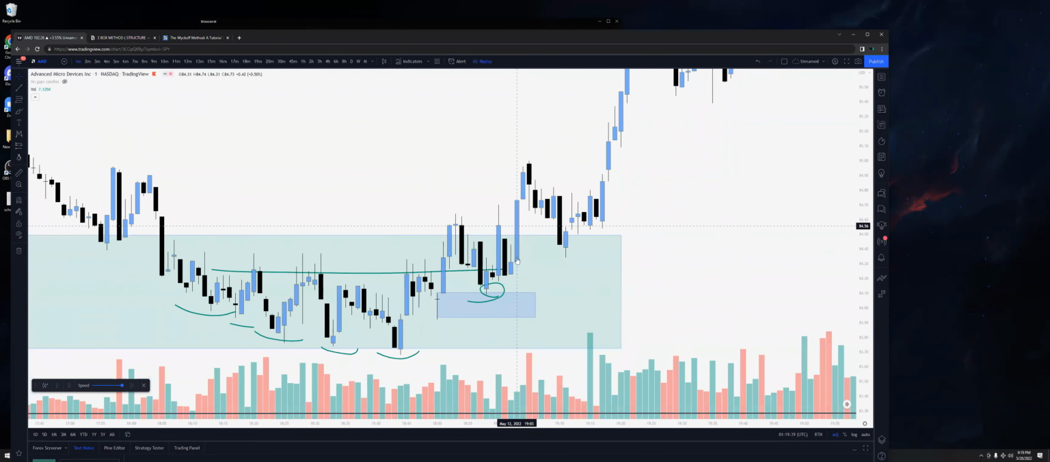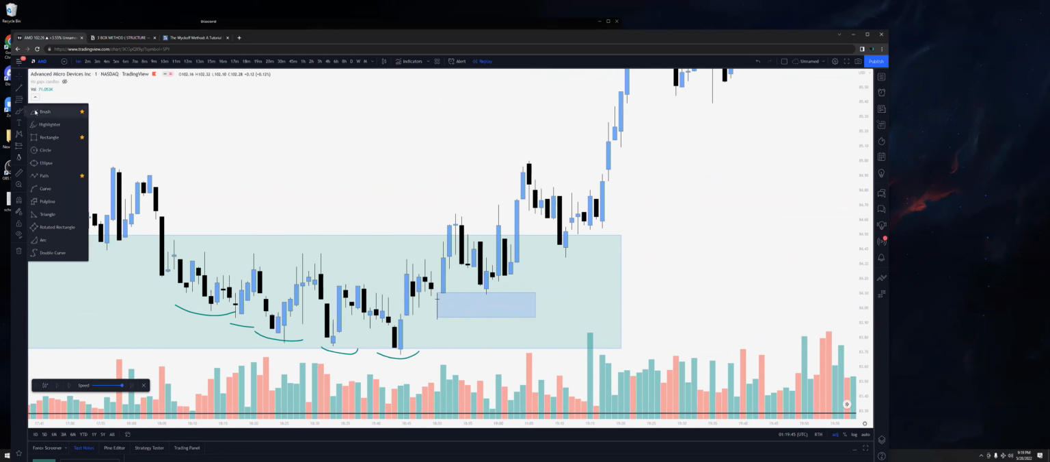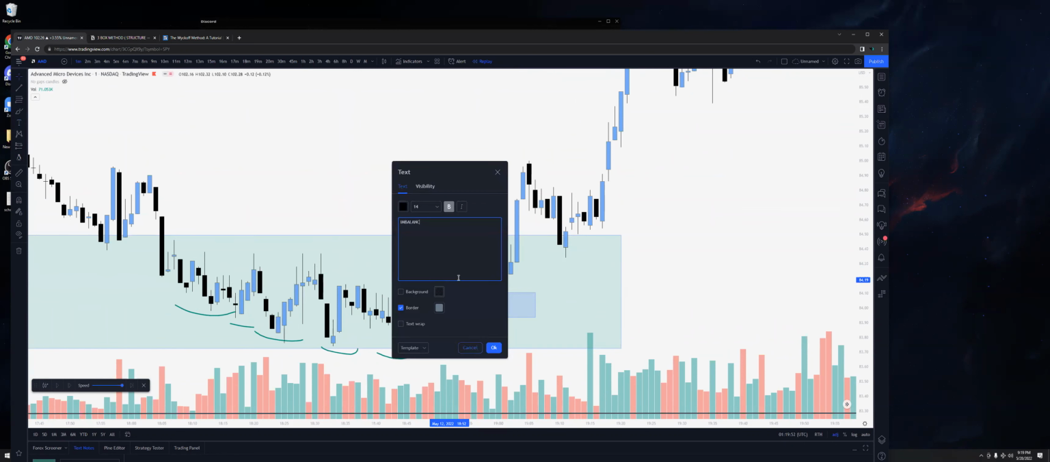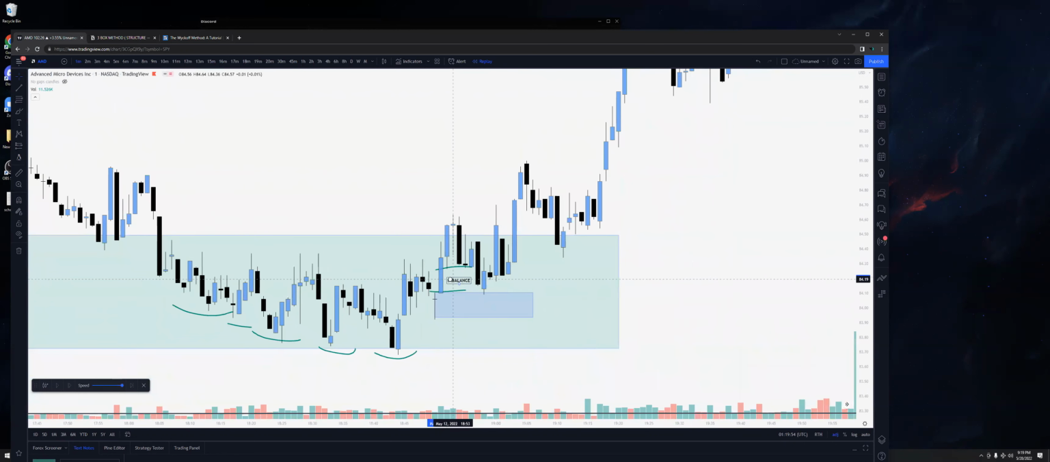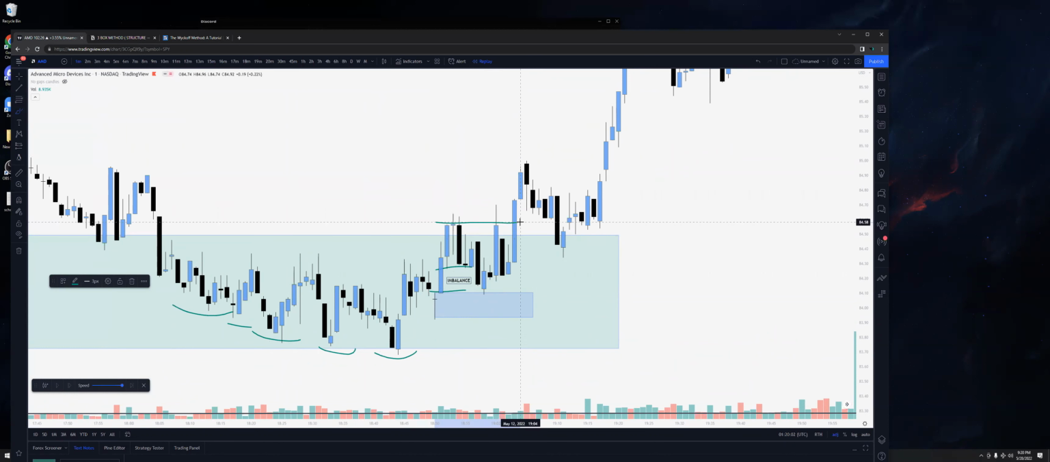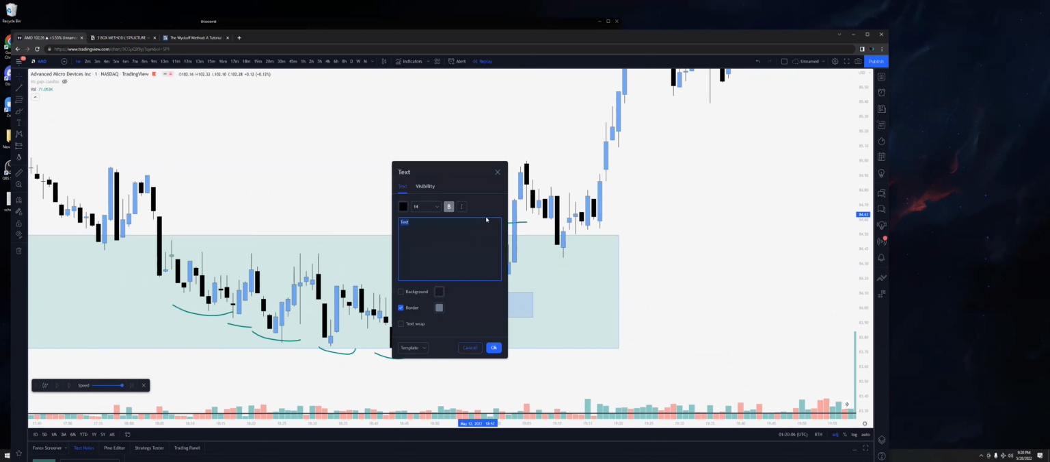All right. So look at this. This came right back down, and it came into this level here. Why? Because it had an imbalance. Price came down, mitigated that imbalance, and ran up again. When it ran up again, what happened? It broke structure.